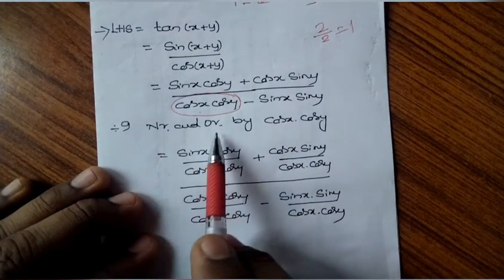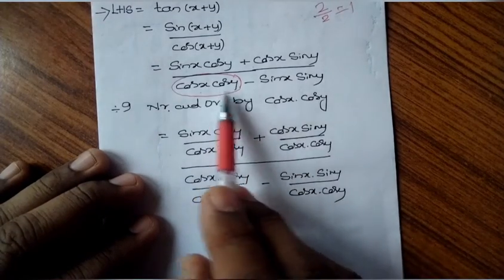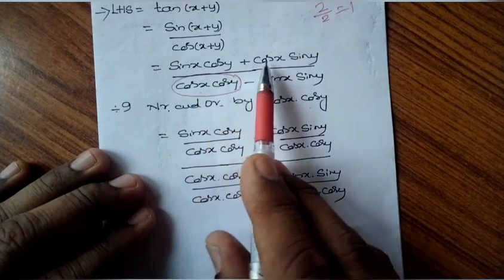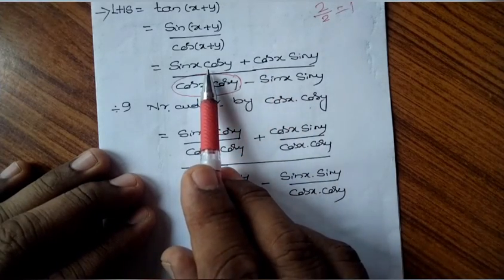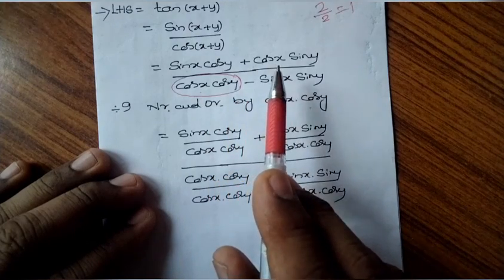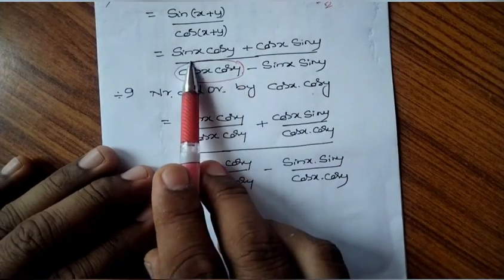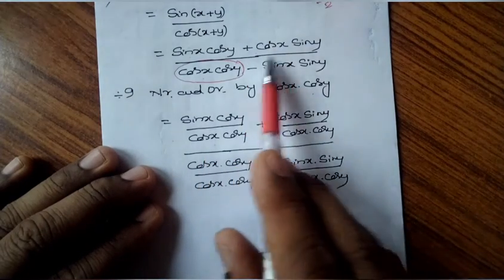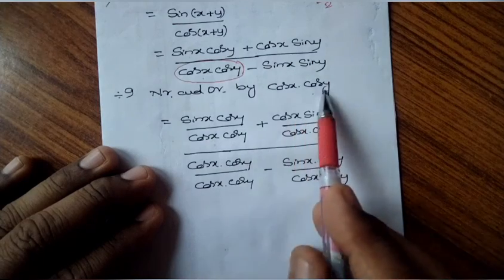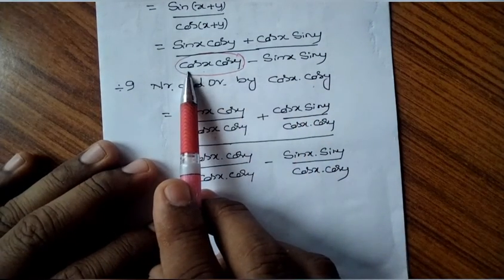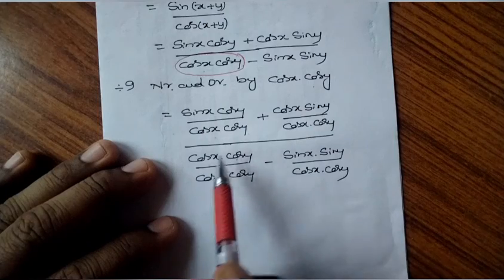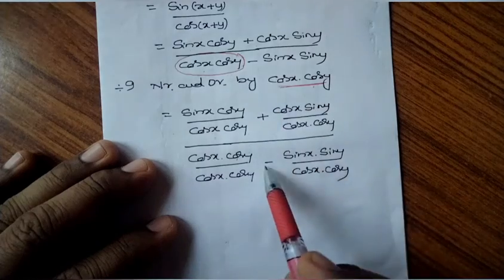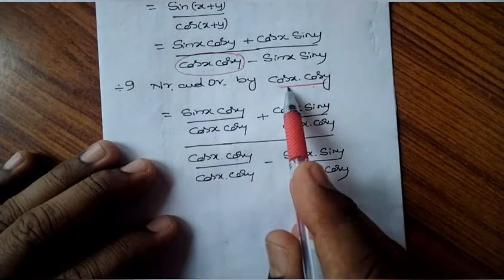So dividing numerator and denominator by cos x into cos y. Here we have to divide the entire numerator and denominator, I mean divide each and every term of the numerator and denominator. That is sin x cos y divided by cos x cos y plus cos x sin y divided by cos x cos y. Next, here we have cos x cos y copied as it is, and I am going to divide by this quantity cos x cos y, minus sin x sin y divided by cos x cos y.